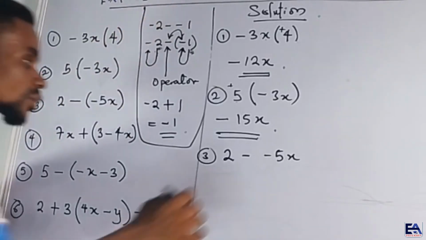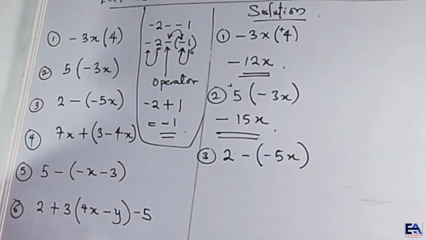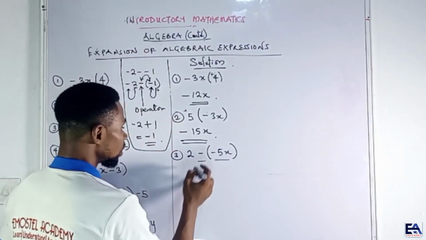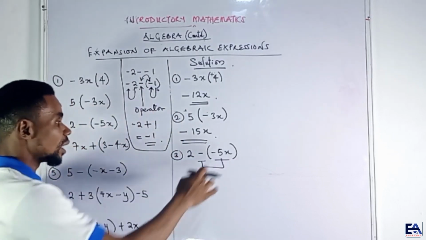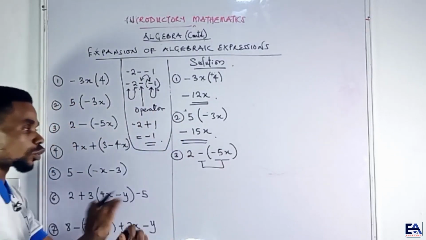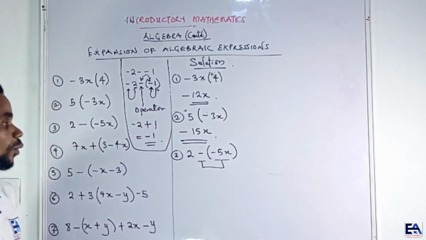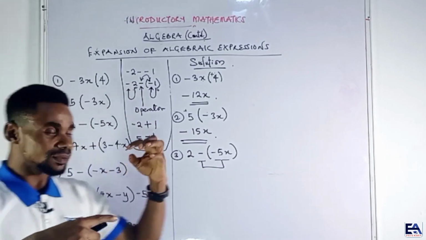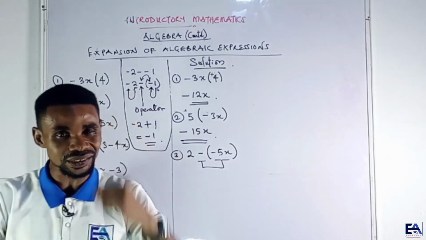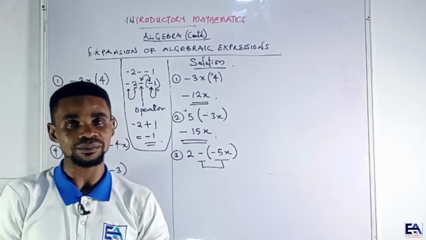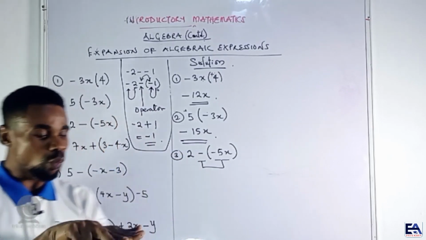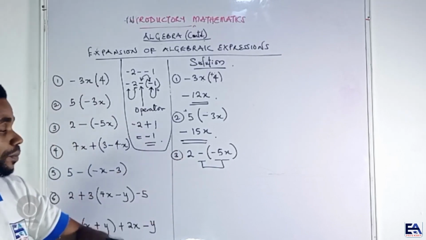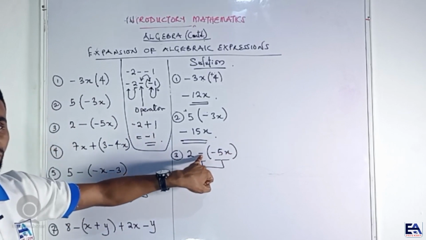So the bracket here this time around is separating minus 5x from this operator. So it's a business between the operator and the number in the bracket. This 2 has no business with it at all. So when we are opening brackets or expanding brackets, we always consider the number or the value or the sign that is closest to the bracket. All right, so we work with what is closest to the bracket. This 2 is far from the bracket. What is closest to the bracket in this situation is this minus.